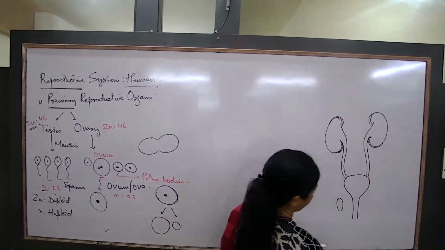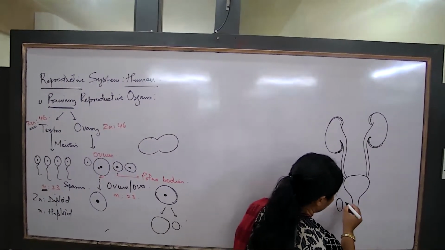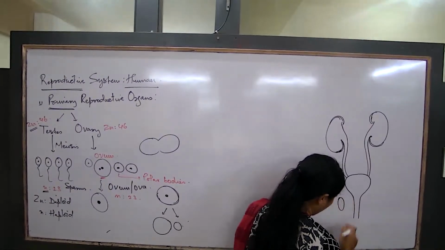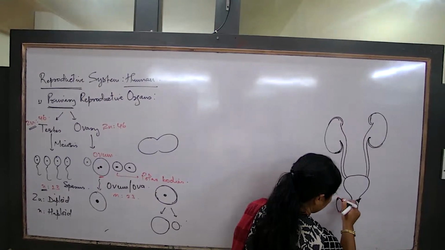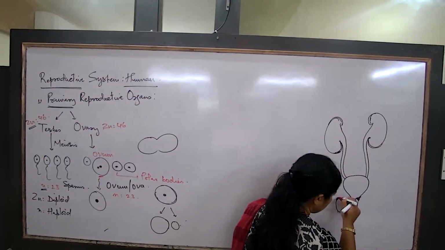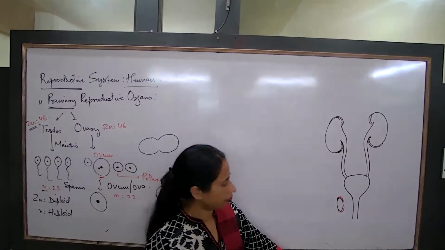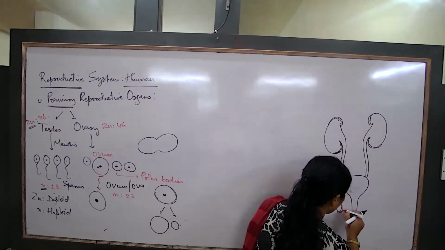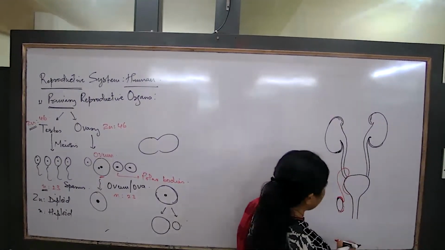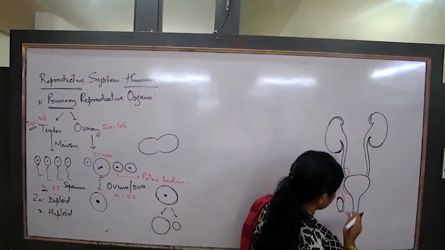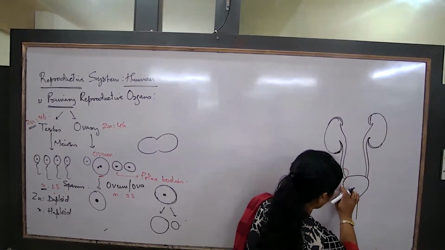As a result, the gametes formed contain equal amount of cytoplasm and the same number of chromosomes.